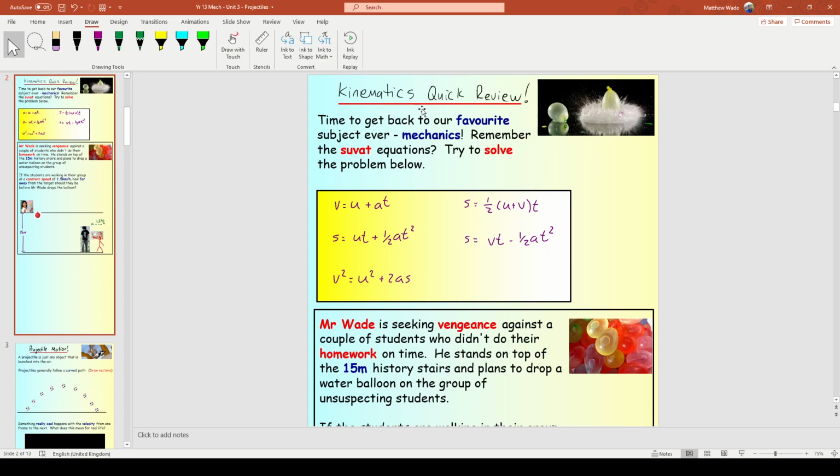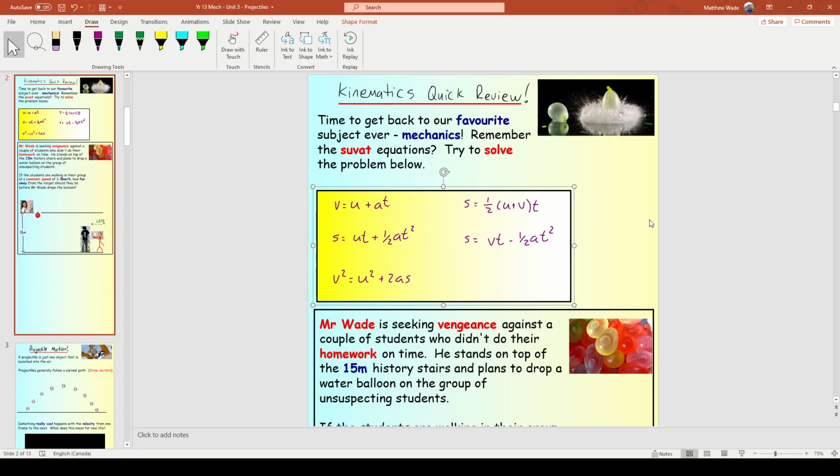But before we get started, my buddies, put just a little brief title. It's a bit of a starter. Kinematics Quick Review. So what we have to think about is, I think you haven't done this yet this year. No, you definitely haven't. We've got to remember some SUVAT from last year before we get started. And SUVAT, and how things move, is called kinematics.